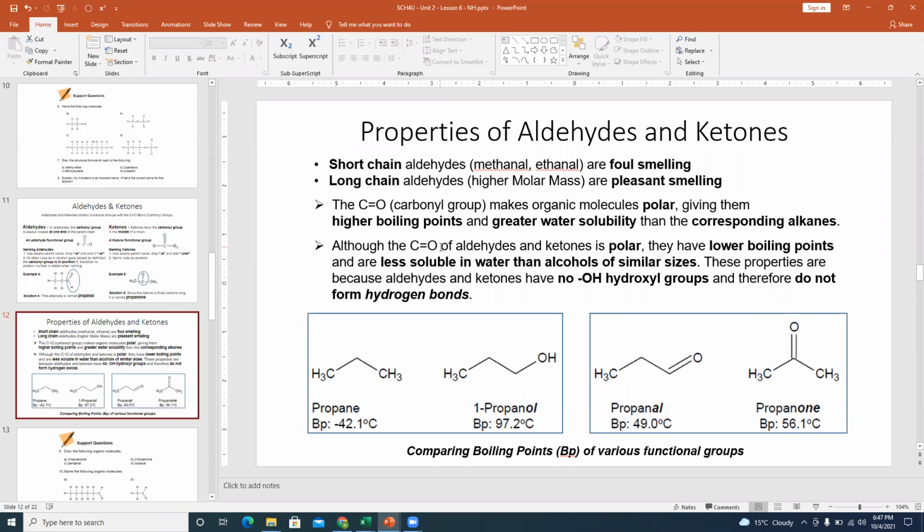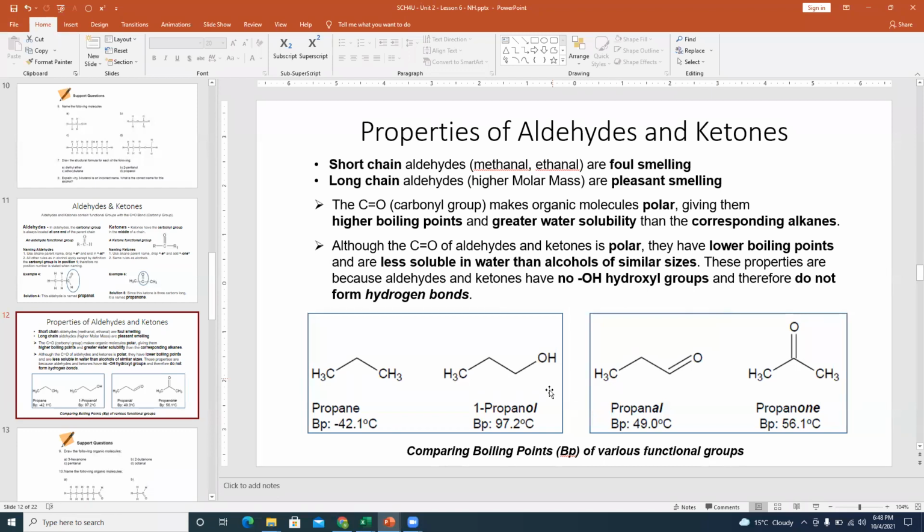So here we can see that although this carbonyl group is polar, it doesn't have the property of being able to form hydrogen bonds. And the hydroxy group in alcohol therefore has a much higher propensity of forming hydrogen bonds.